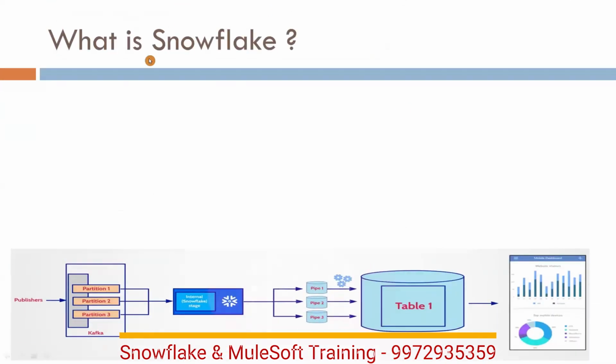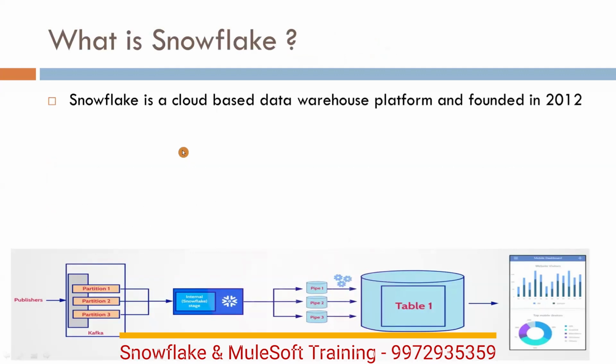Next, coming to Snowflake. What is Snowflake? Snowflake is a cloud-based data warehouse platform. The very first point: Snowflake is a cloud-based data warehouse platform. What is cloud? Cloud is nothing but the services running over the internet. A real-time example: suppose Gmail. Without internet, are we able to open Gmail? No.